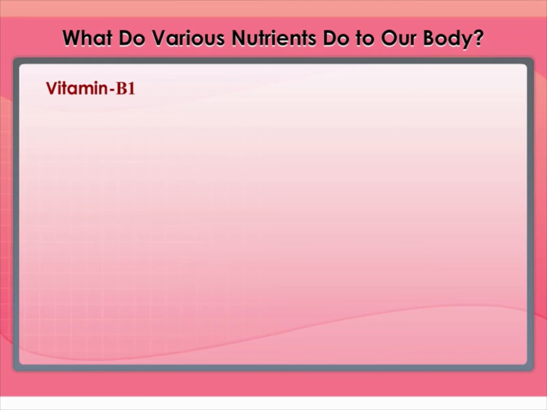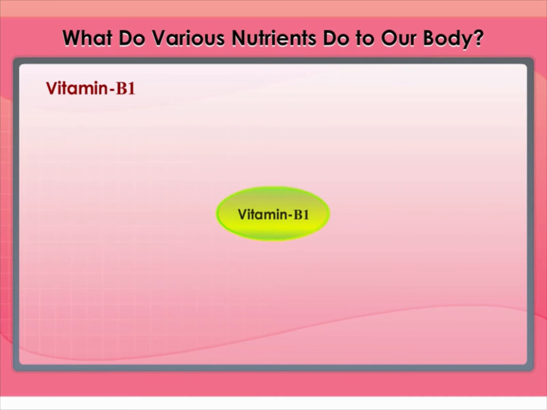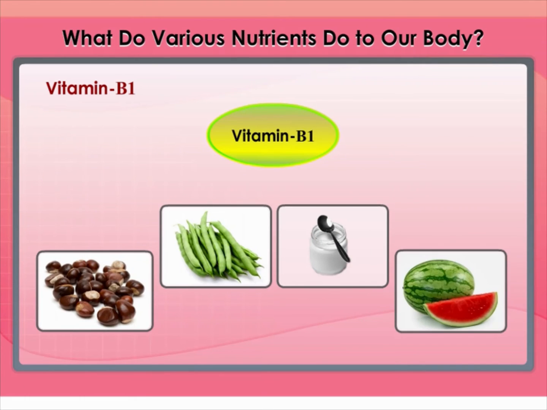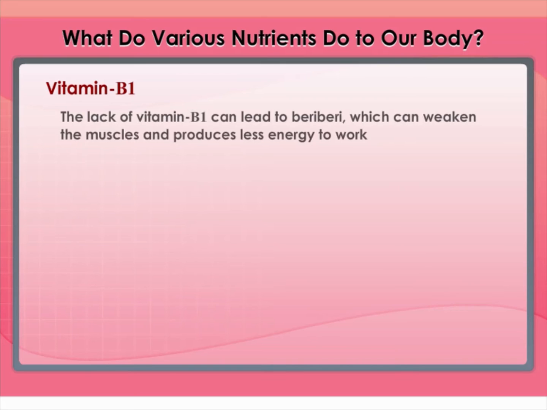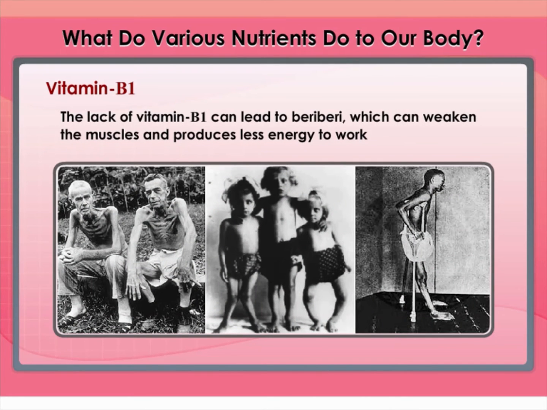Vitamin B1. Vitamin B1 is necessary to maintain the body metabolism. Few sources of vitamin B1 include beans, yogurt, chestnut, and watermelon. The lack of vitamin B1 can lead to beriberi, which can weaken the muscles and produce less energy.